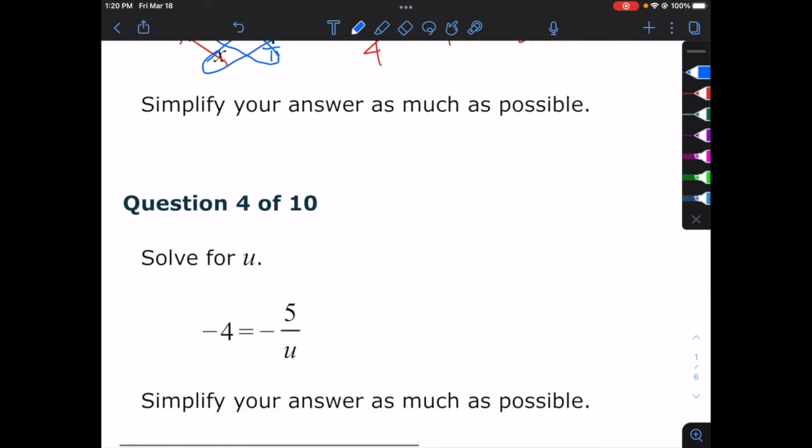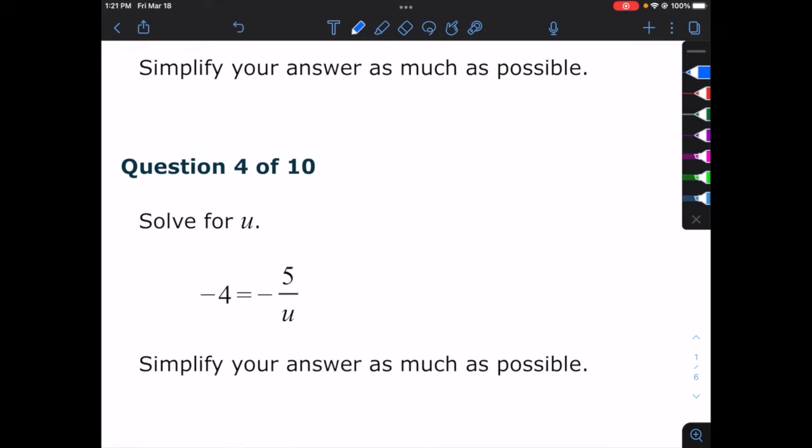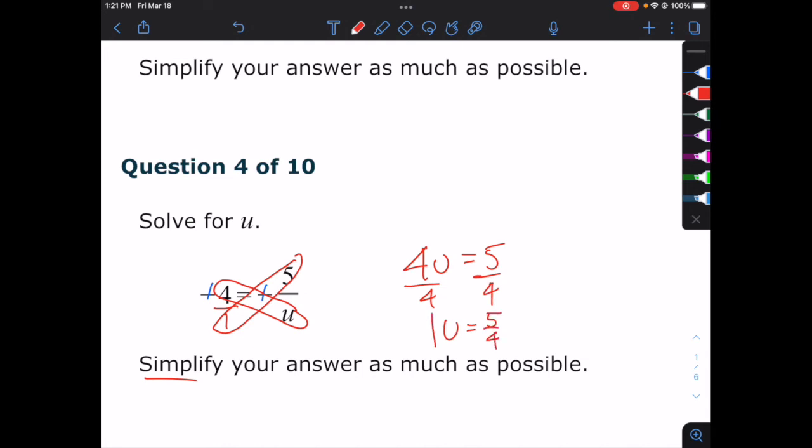Wonderful. All right. Similar example, we have some negatives here. You might recognize that since there's a negative on both sides, we could almost divide both sides by -1 right now and cancel those out, if that makes you happy. And then, however you want to do it, let's go ahead and do a cross product equation this time. And it says simplify your answer as much as possible, so when we divide both sides by 4, we get u equals 5/4 is our answer. Terrific. Okay, let's do one more here.